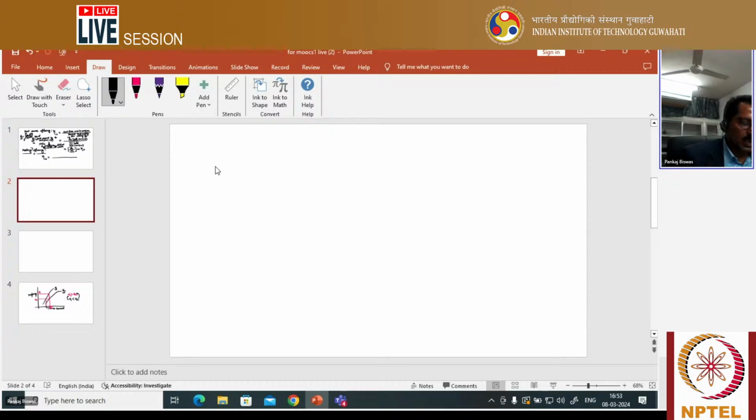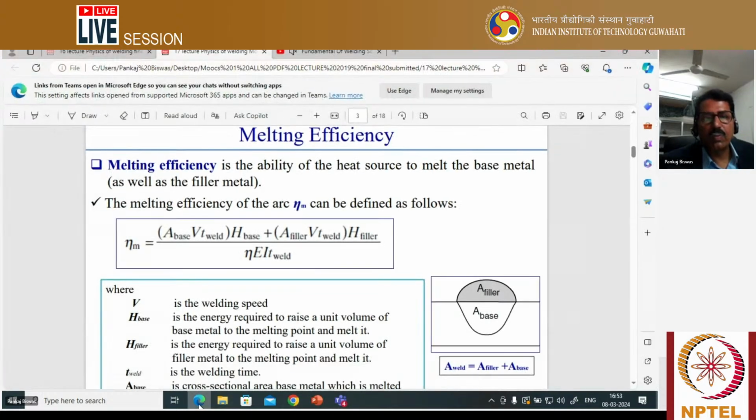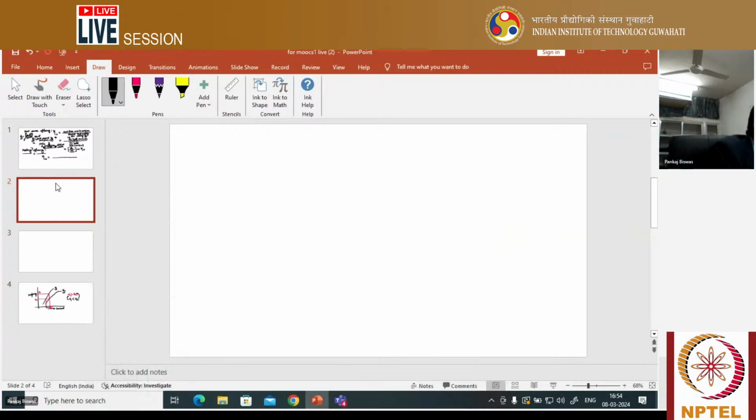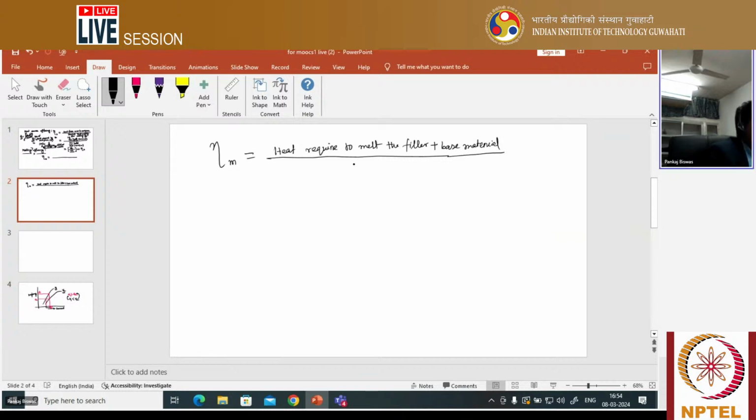These things I will explain on the whiteboard, then it will be more clear to you. So what I have written here, you can see, melting efficiency is equal to the heat required to melt the filler material plus the base material, divided by the heat absorbed by the workpiece.